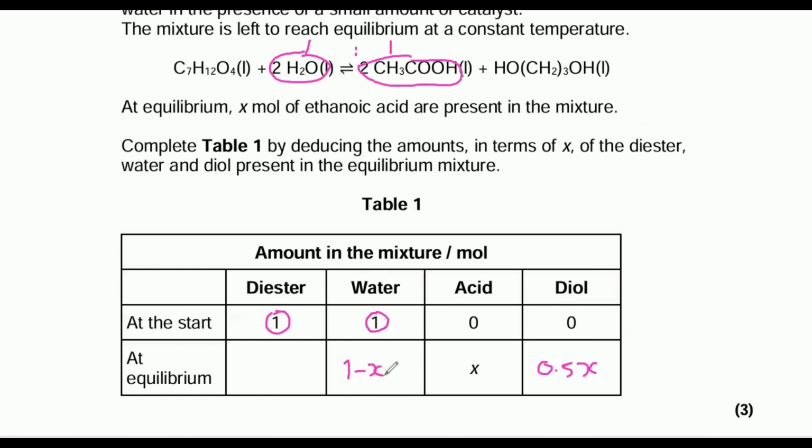This means that the amount of water left at equilibrium is going to be 1 minus X because there was 1 mole at the start. And if it breaks down in a ratio of 1:1 with the acid, the amount that will have broken down is X amount. So it's 1 minus X.